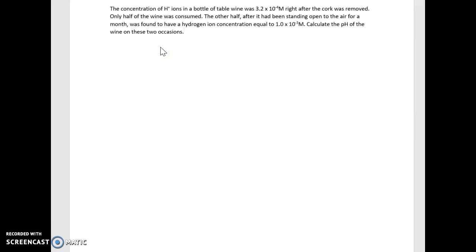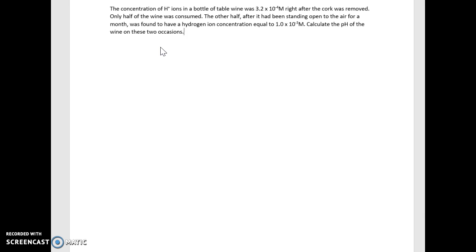Alright, so this is problem number 5 for the extra credit of exam 3, and it is a problem from the book, and it reads as follows. The concentration of the hydrogen ions in a bottle of table wine was 3.2 times 10 to the negative 4, right after the cork was removed.